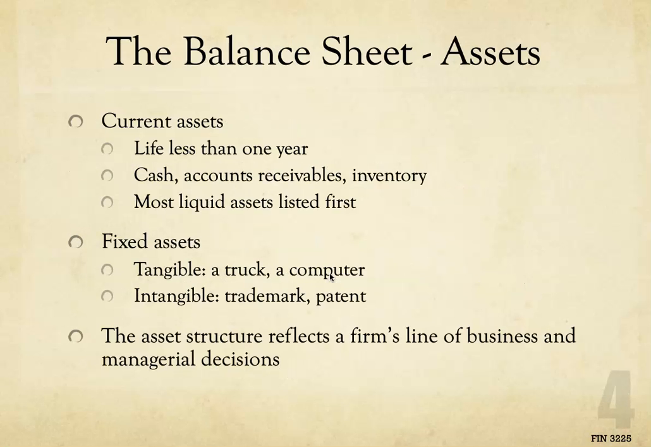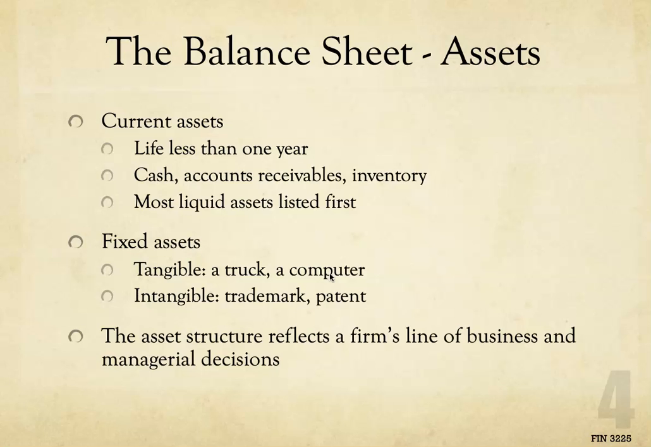Here are more details about the assets. Usually we see current assets first, followed by fixed assets. Current assets are assets that have life less than 1 year. Within 1 year, they will be turned into cash. Usually we see cash, accounts receivables, and inventories. The most liquid assets are listed first. So usually it's cash on the top, followed by accounts receivable, followed by inventory.